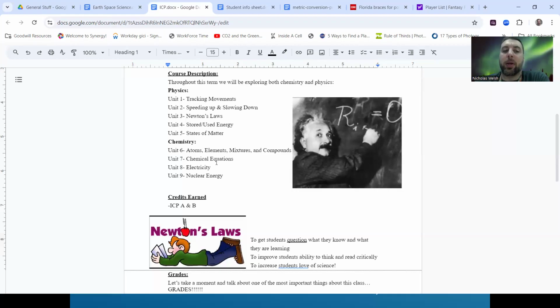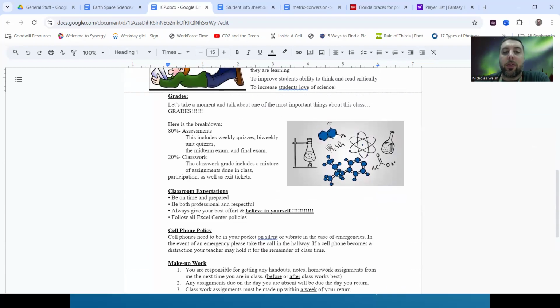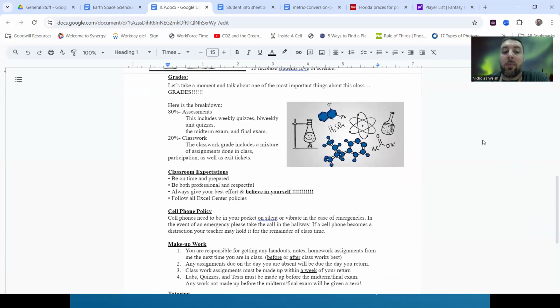So it's kind of split into two little mini classes: 4 weeks on physics, then we take a test, 4 weeks on chemistry, then we take a final just over chemistry. If you have any questions about that, please feel free to ask. But go ahead and turn over to the back page so you can take a look at how we get graded in this class.